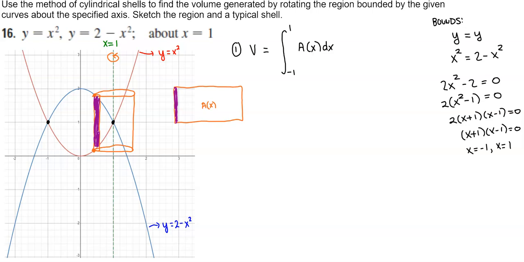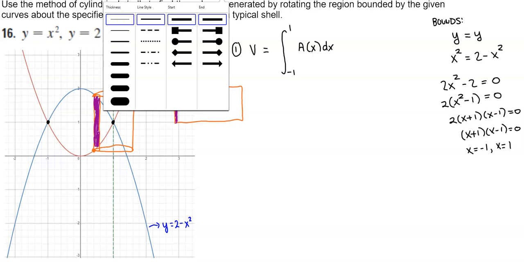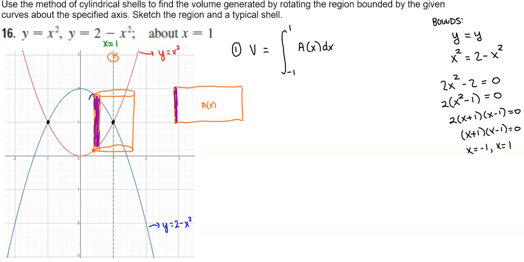And so what we want to do is take the height of this blue function and then subtract the height of this red function. So you can see here that, in order to get this piece, we have to subtract the height of the blue minus the height of the red, so for us to get this piece here.